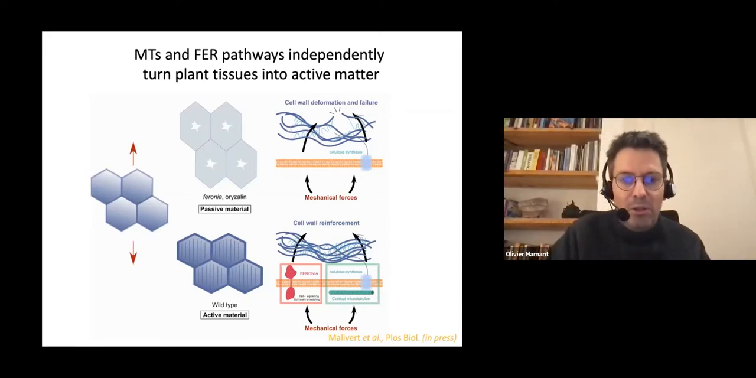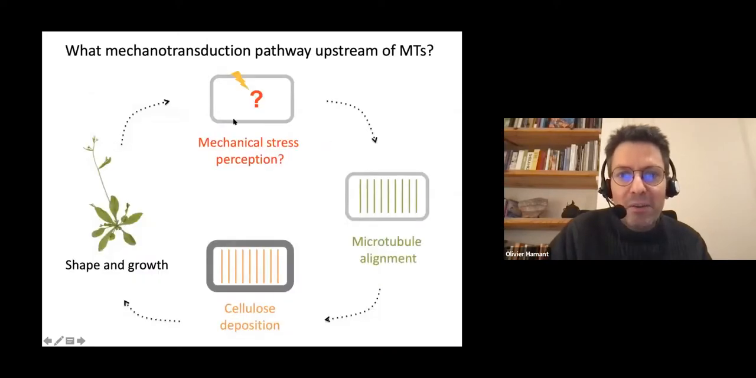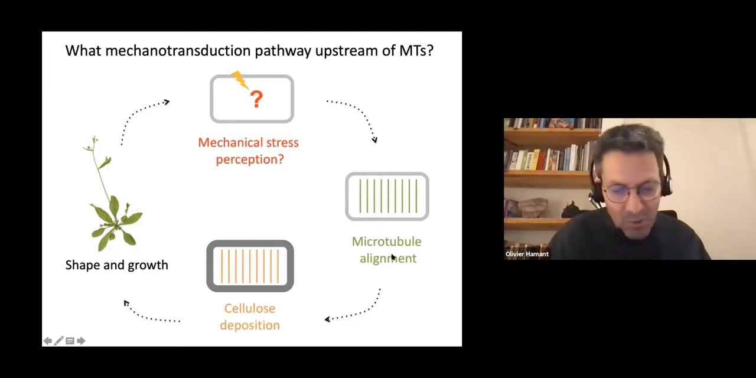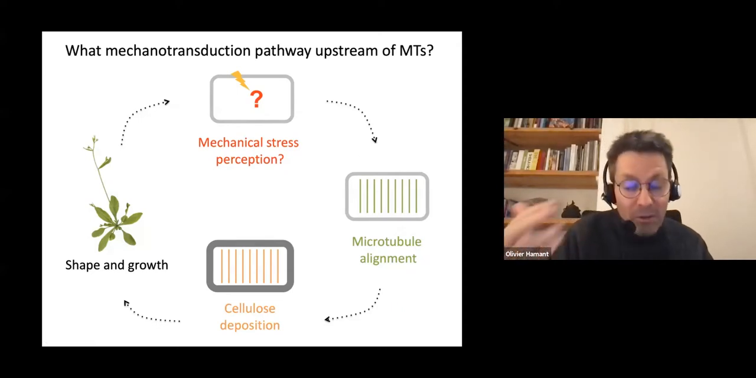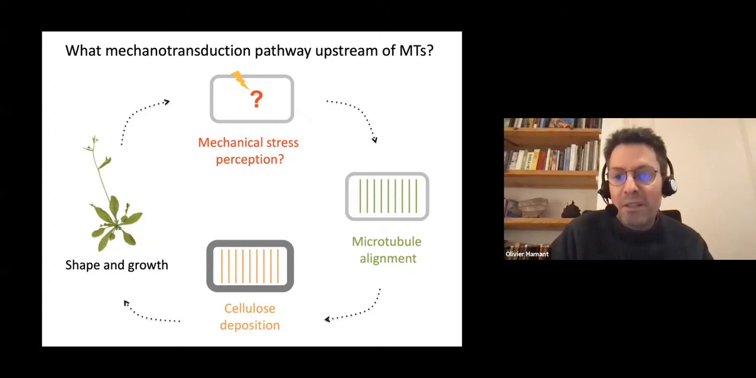resist turgor pressure. All right, so here we have our pathway, feronia, we have the microtubules, but of course, we are still looking at what is downstream of feronia. So this is another part. But of course, the other question would be, what is upstream of microtubules? How does the microtubule know how to resist tensile stress and in which direction?